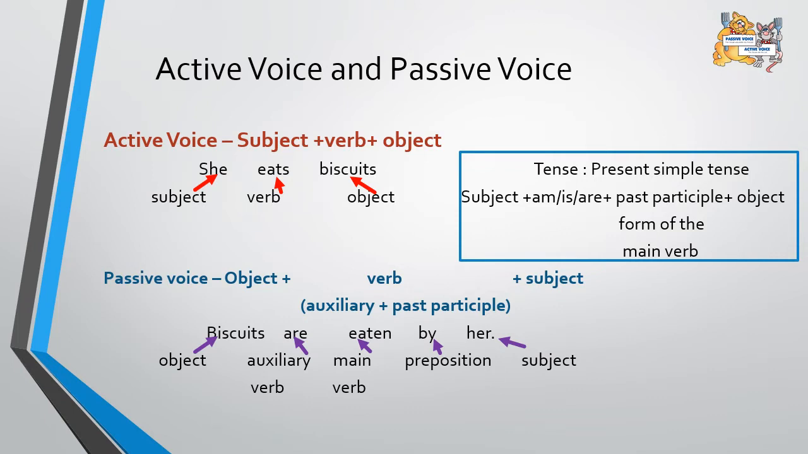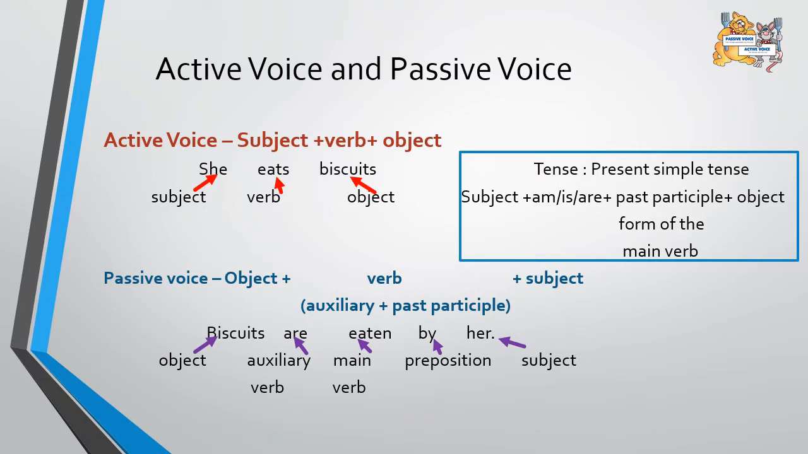An auxiliary verb is a helping verb and it supports the main action. The main verb always shows the main action, and there are three forms of verbs such as the present form, the past form and the past participle form. Children, you should understand that every tense has its own passive formula.